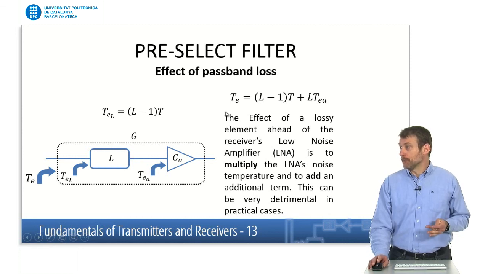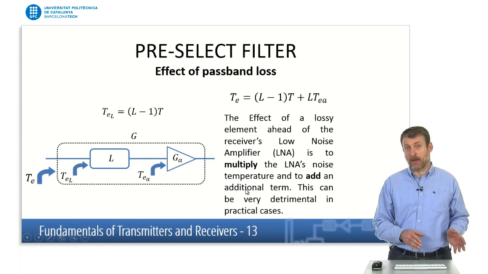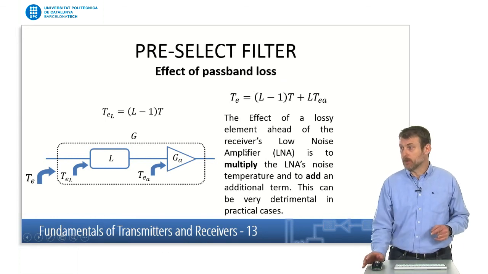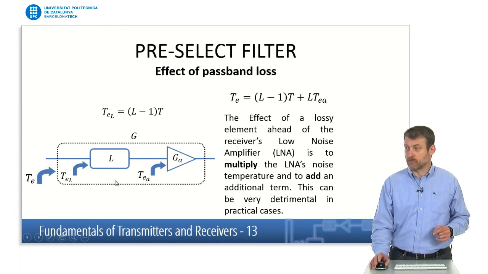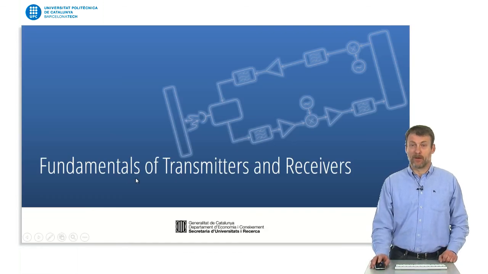So the conclusion is that the insertion loss of this filter in the passband has a very detrimental effect on the overall noise performance of the receiver, because on one hand, the equivalent noise temperature of our receiver will be multiplied by this insertion loss, and on the other hand, we are adding this additional term, right? So when we place a filter ahead of the low noise amplifier, we have to be very aware that the insertion loss in the passband of the filter will degrade the noise performance of our receiver.